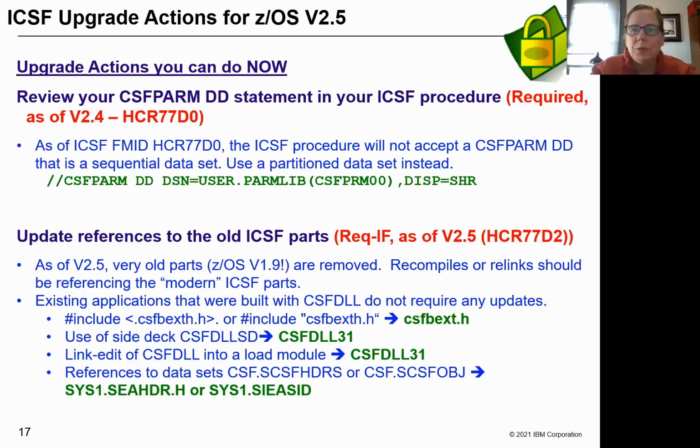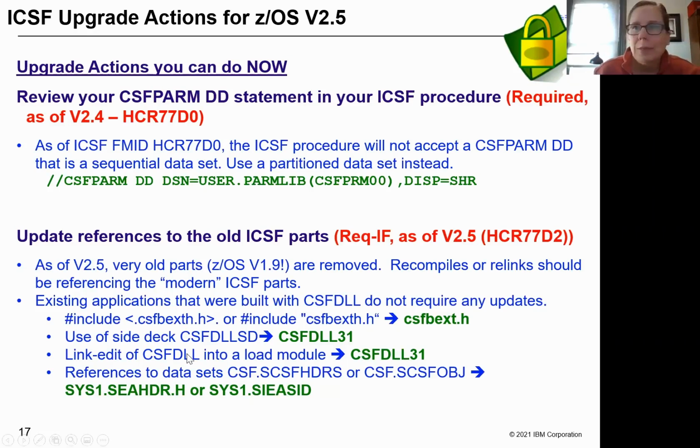Next one is crypto. This is an item that is super easy to do. Just look in your crypto proc and make sure your CSFPARM DD, the data set that you're pointing to, is not a sequential data set. It has to be a PDS member. So you're going to need that there.